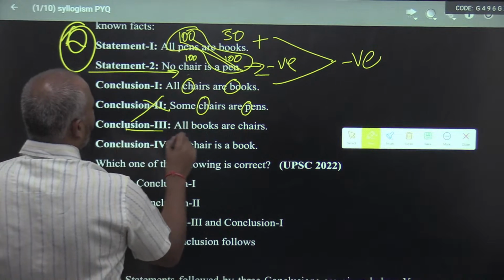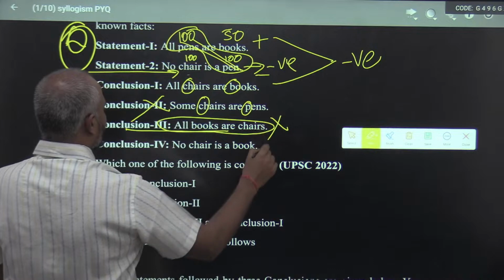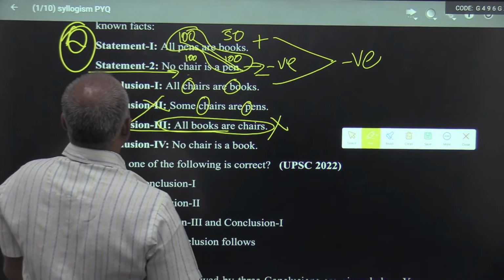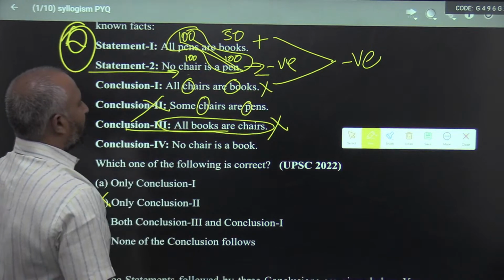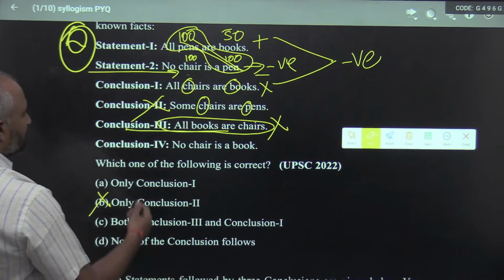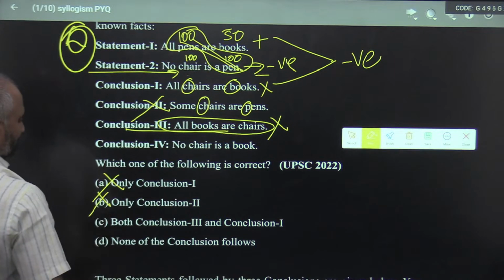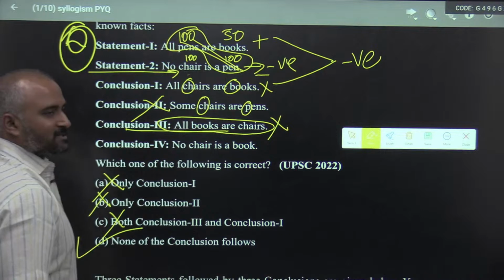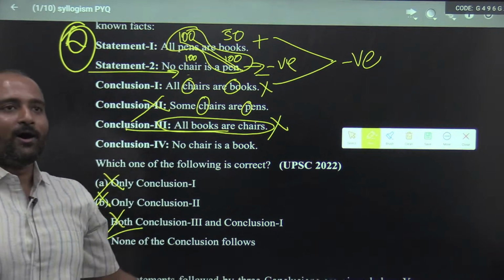You see, conclusion 3 is a positive conclusion, so it cannot be drawn. Next, conclusion 1: all chairs are books. This is also a positive conclusion, so this also can't be drawn. Once you eliminate one end, 1 is already gone, 3 is also already gone. So the only option that remains is none of the conclusions follows. You see how easy that is.